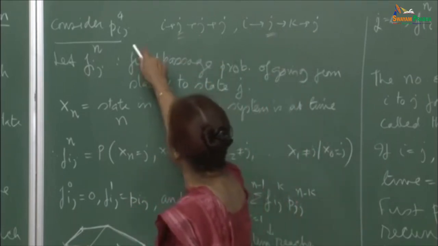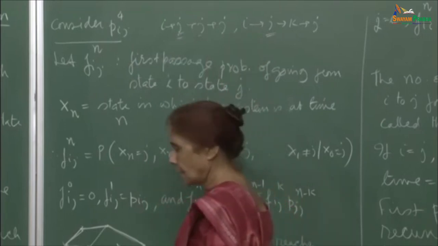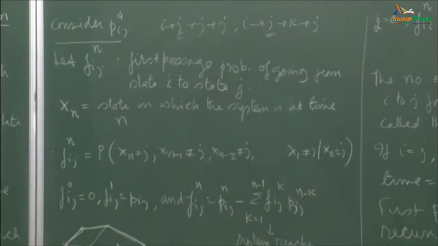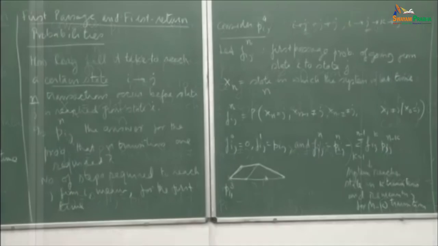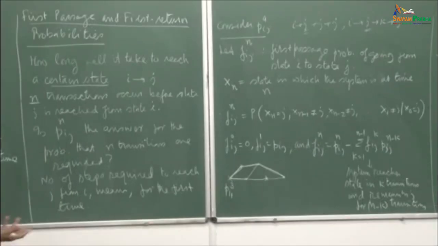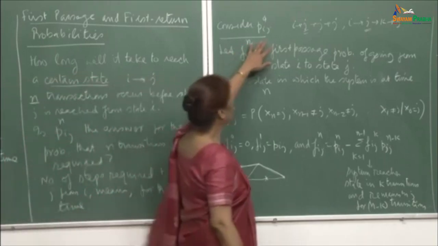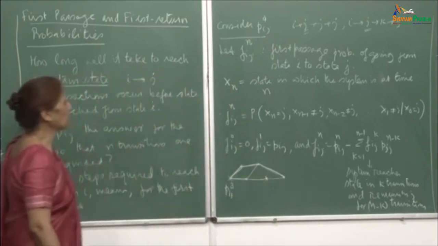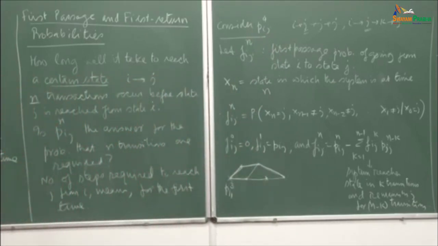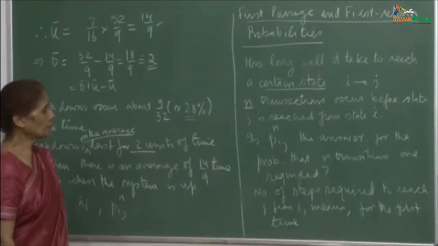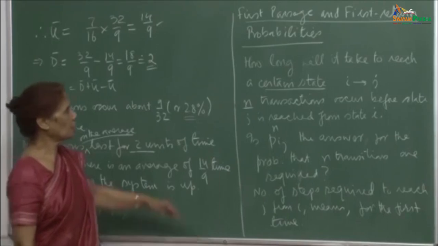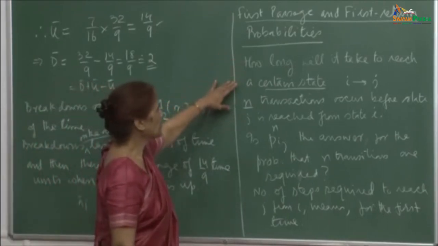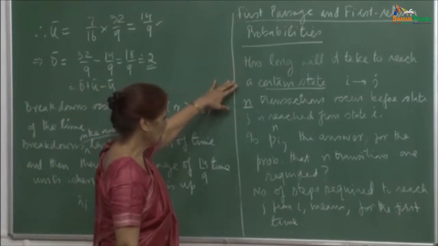And this way, so many paths. When you compute the probability Pij4, remember we said it includes all possible paths of going from i to j. And so, you could revisit j in between a number of times, because you have to enumerate all possible paths. So, therefore, this is not the answer we are looking for. We need to make some more definitions and introduce some more terminology to compute these probabilities. So, the first passage and first return probabilities we want to compute.